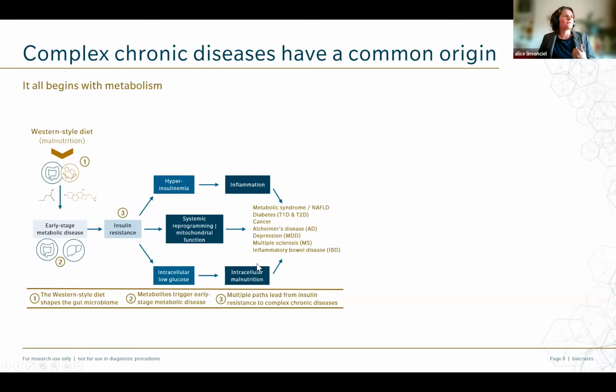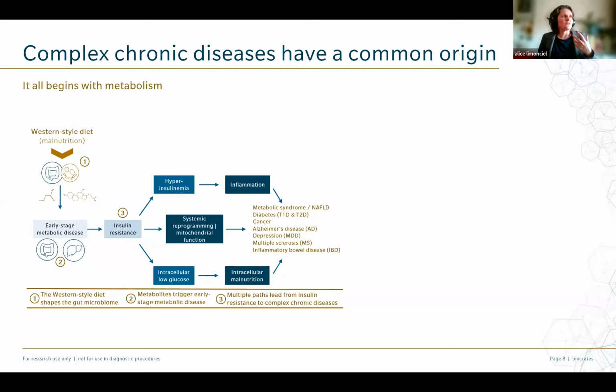We also have intracellular malnutrition, for example, because glucose cannot enter cells due to insulin resistance. Also, when short-chain fatty acids are not available because fiber is limited in this diet, and the microbiome also cannot produce those short-chain fatty acids. And this also causes difficulties for the cells that in the end result in disease. And the system tries to reprogram itself. It's very flexible, it's very strong, it's very smart.